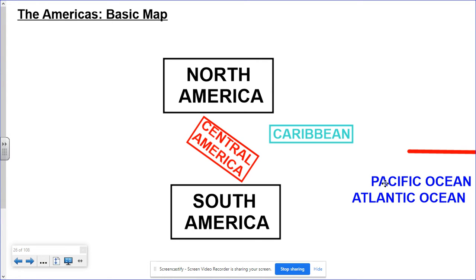The two oceans that play a part here, we're going to put the Pacific over here. That's this entire side. And we're going to include the Atlantic.